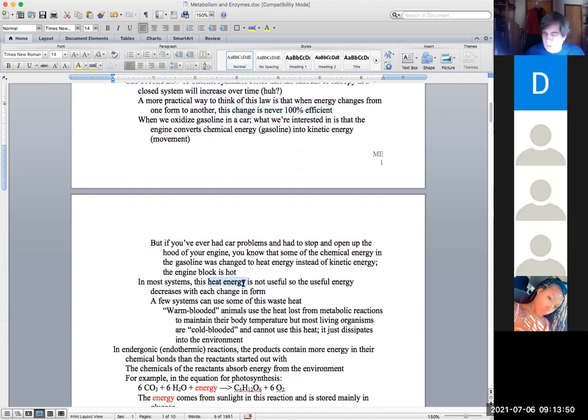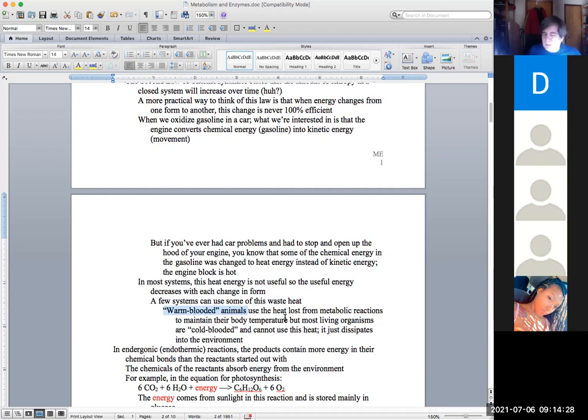And usually when energy isn't completely changed to an alternate form, heat energy is usually the least useful form of energy. So usually heat energy is what we're talking about with that free energy. Heat energy is kind of, in a sense, the lowest form of energy. There aren't very many systems that can actually use this, we'll call it waste heat. We can use it because we're what some people call warm-blooded animals.